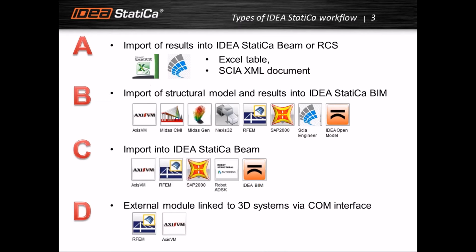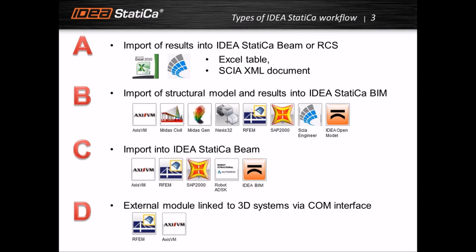So, first of all, we start with various types of IDEA StatiCa workflow. As you can see, we have 4 types of workflow. First type, A, is actually the import of results into IDEA StatiCa Beam or IDEA StatiCa RCS. We can import the results via Excel table by simply copying it into the clipboard and to RCS program, or using SCIA XML document, output document.